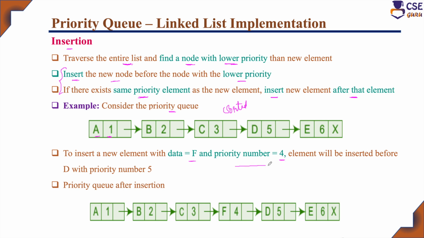4. So here, this is the node. Element name is F, priority number is 4. And this is the next pointer. This node we want to insert into this linked list implementation. So how will we insert?